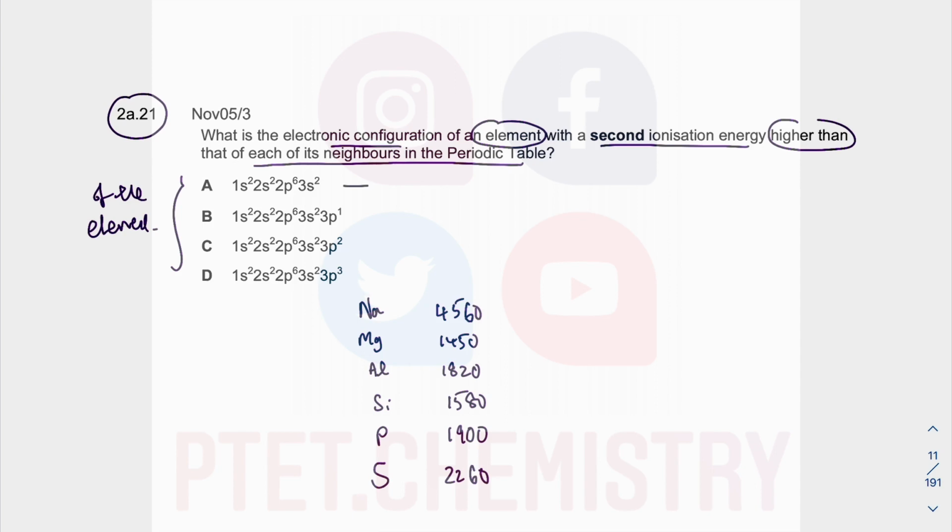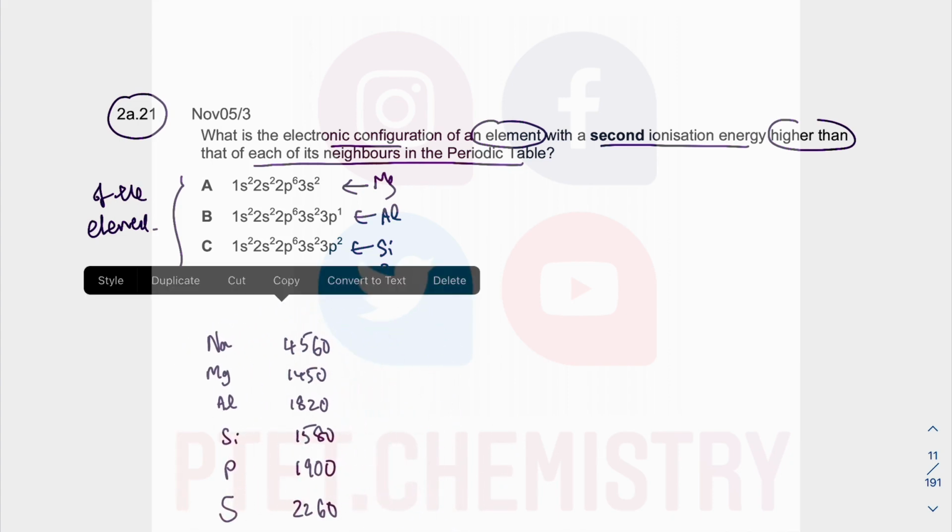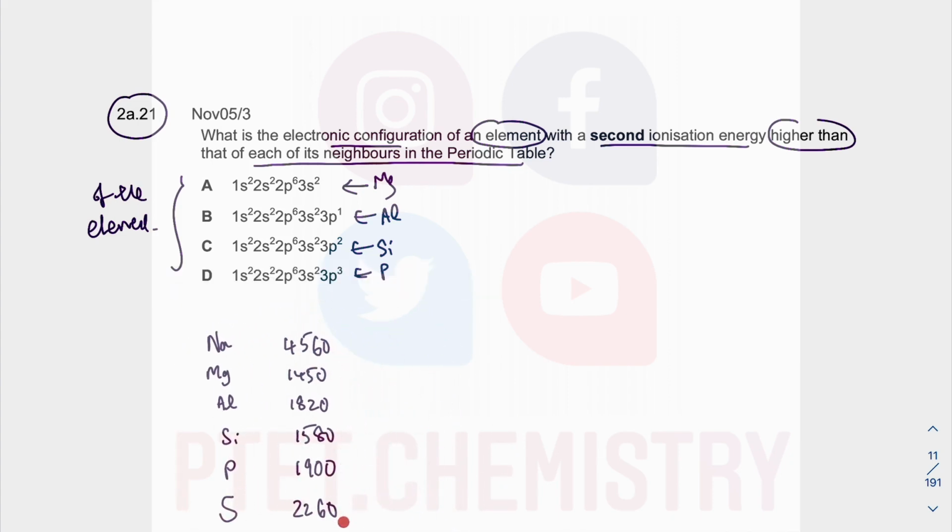If you are here, you are magnesium. If you are here, you are aluminium, silicon, and also phosphorus. This is just a list of values you can get from the data booklet. I'm just writing them down here so that you know they're straight from the data booklet, right? So if you are magnesium, you are here. This is not higher than any of its neighbor, so we can cross this out.